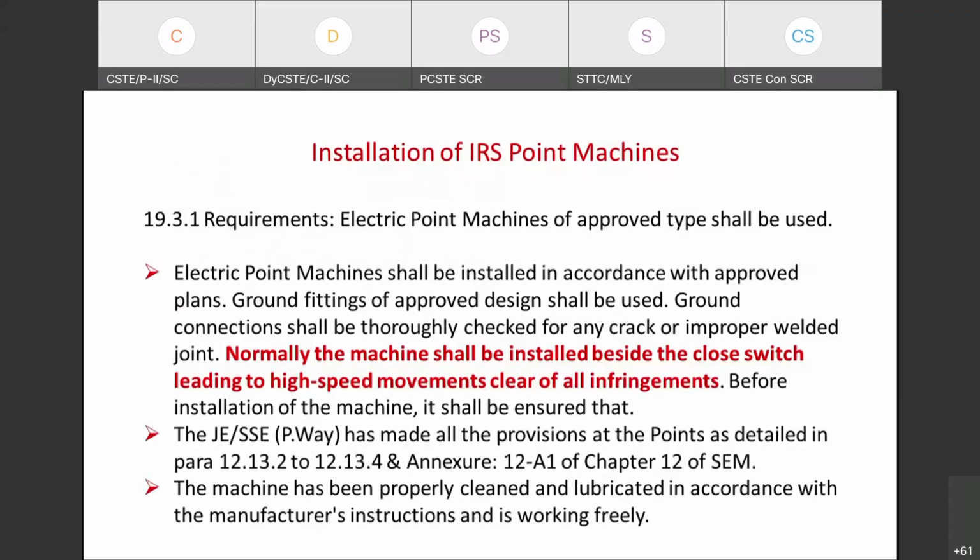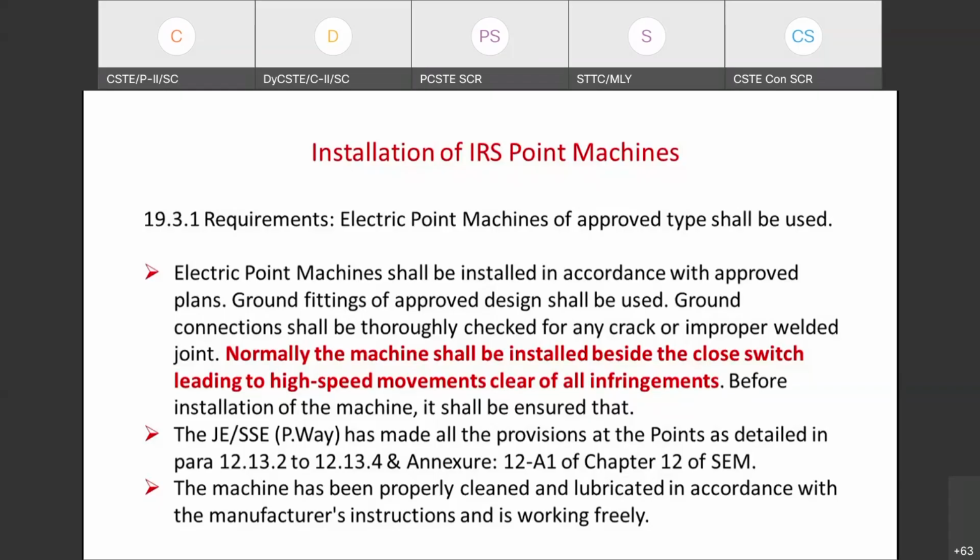Regarding the installation of IRS point machines, as mentioned in SEM 19.31, point machines shall be installed in accordance with the approved plans. That means, as per SIP, and the ground connection should be as per the approved designs. And moreover, the point machine should be fixed in the direction where the train moves with high speed.